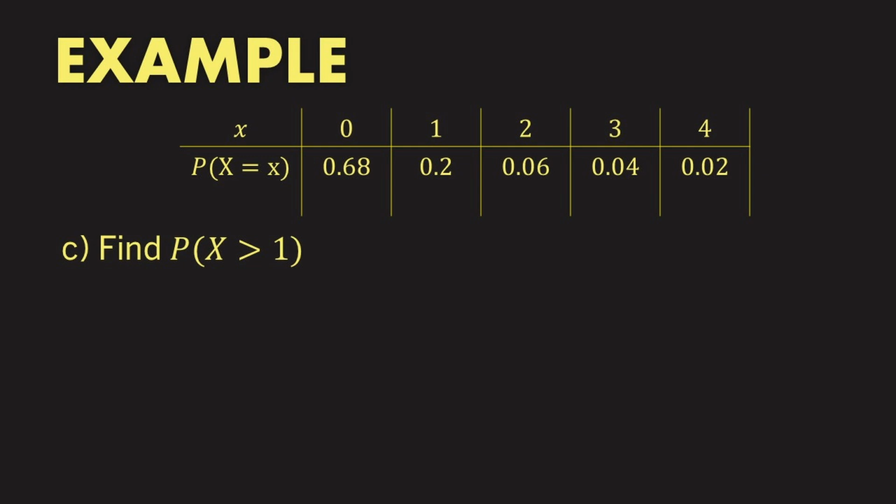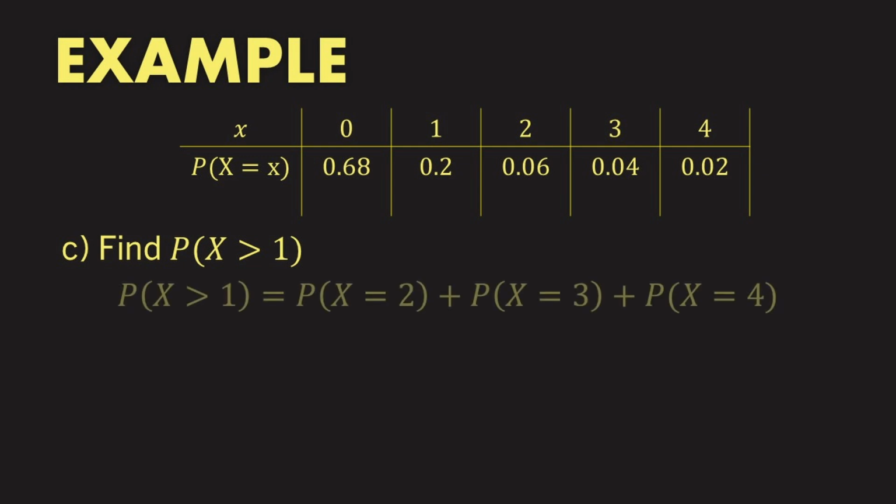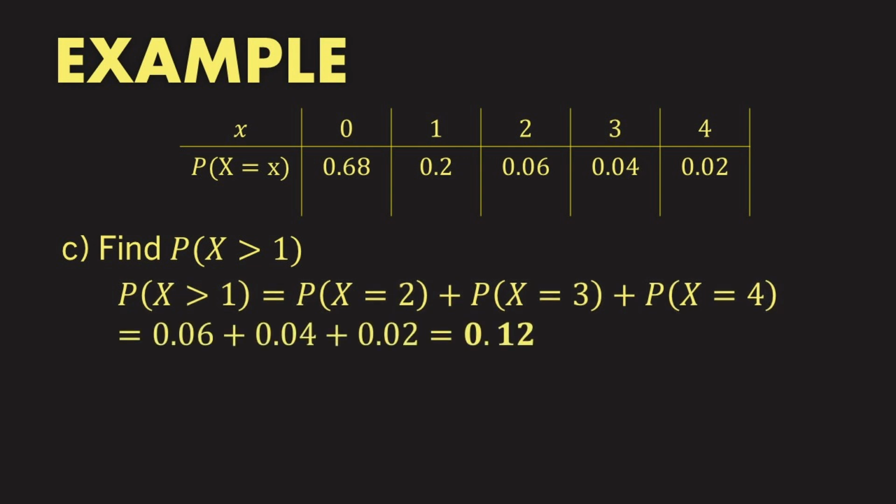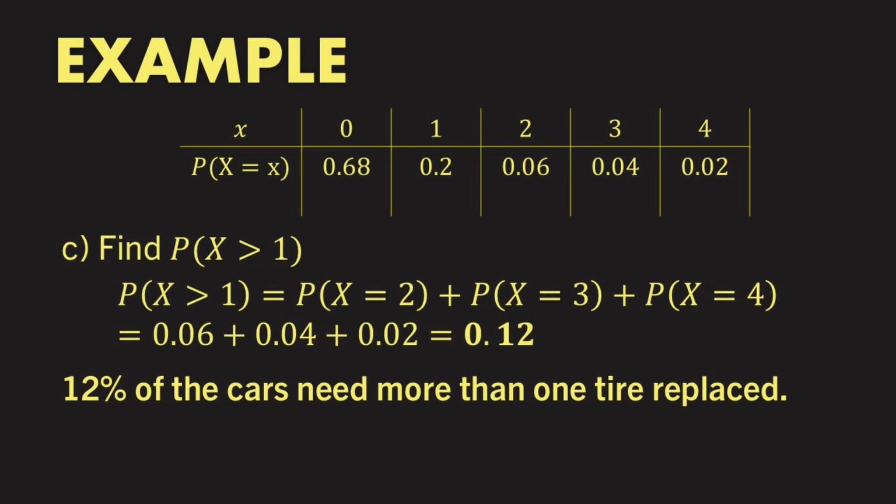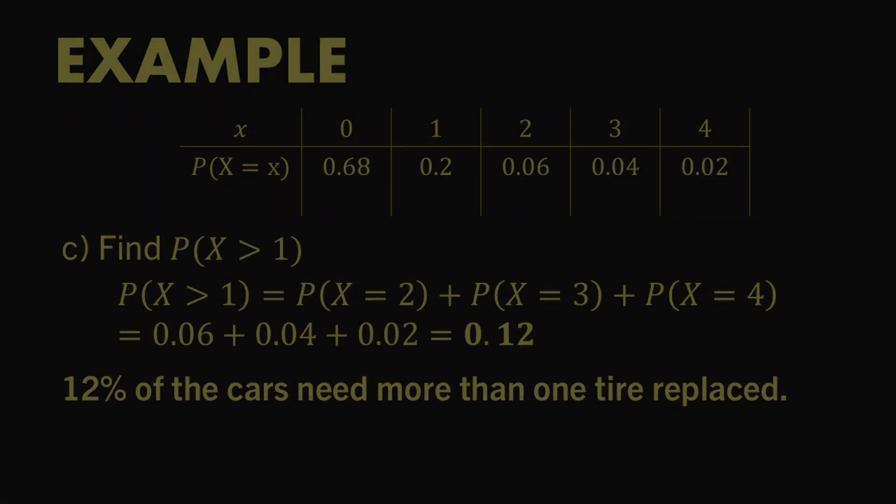Because this is a discrete variable and we can assume that the results are independent, that one car needing a tire replaced is independent of another car needing a tire replaced, we can just add the probabilities that are larger than 1. So we could add the probability of x being equal to 2 plus the probability of x being equal to 3 plus the probability of x being equal to 4. And this is going to give us 0.12. This means that 12% of the cars that went through this checkpoint need more than one tire replaced.